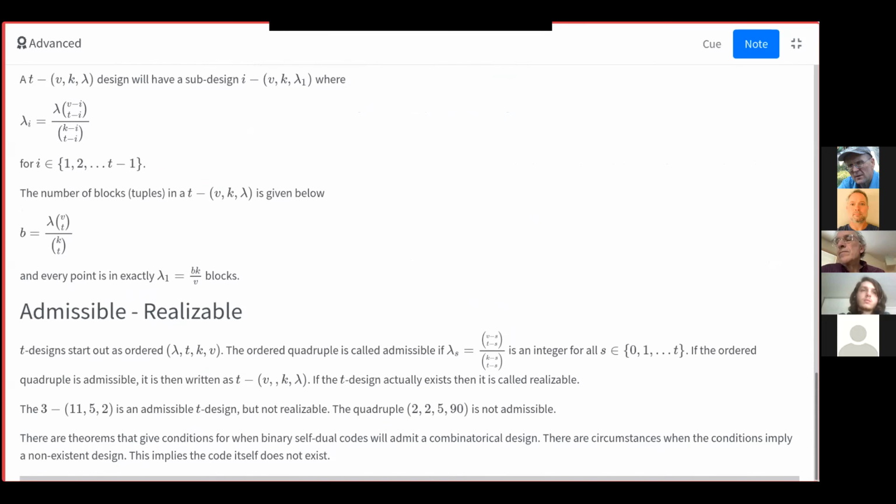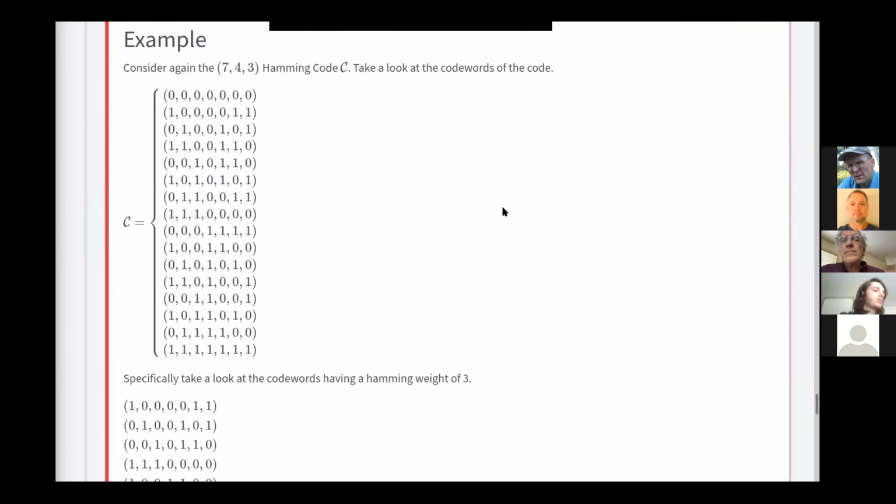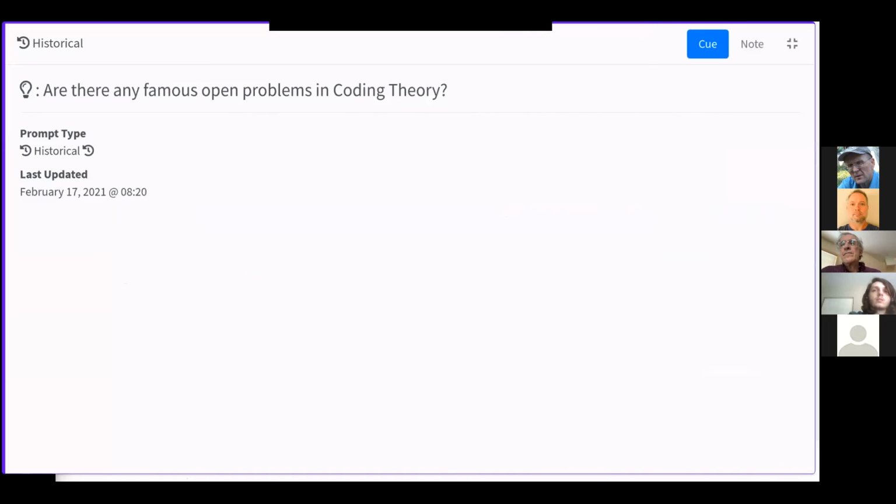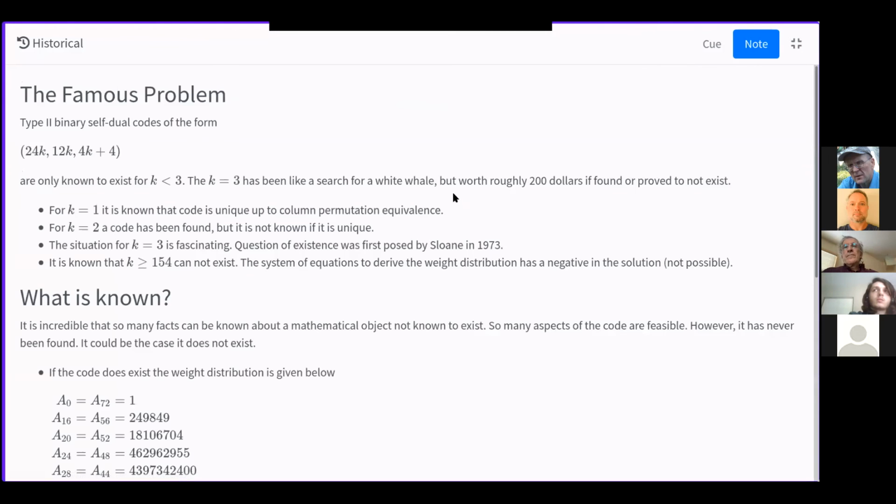So this is a little bit of a different story, but I want to hop right now to the very last part of it since I'm almost out of time here. Are there any open famous problems in coding theory? Absolutely. The top 2 binary self-dual codes of the form 24K, 12K, and 4K plus 4 are only known to exist for K less than 3. The K equals 3 has been almost like searching for Ahab and the white whale. So the prize money right now is $200.